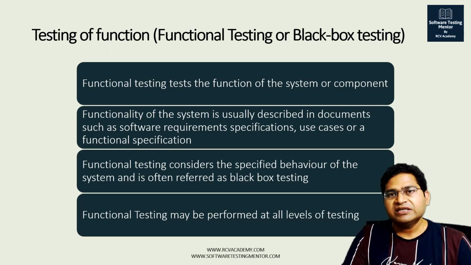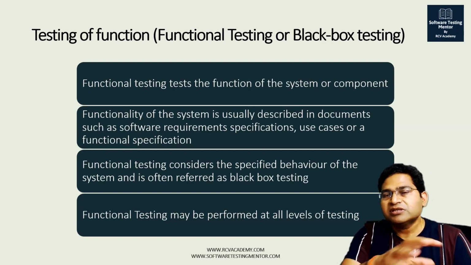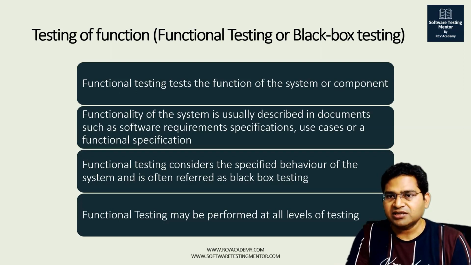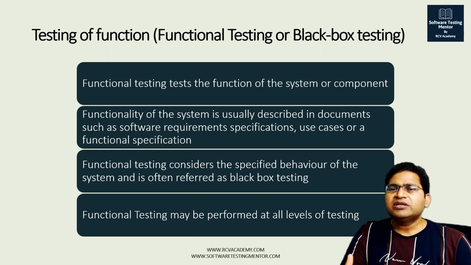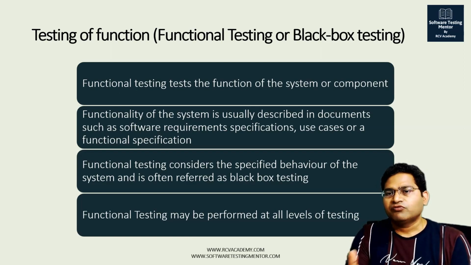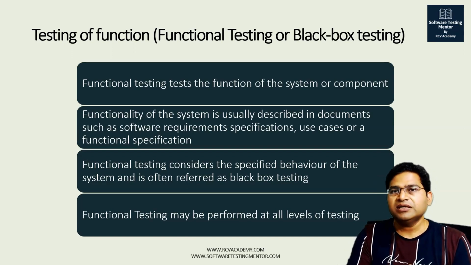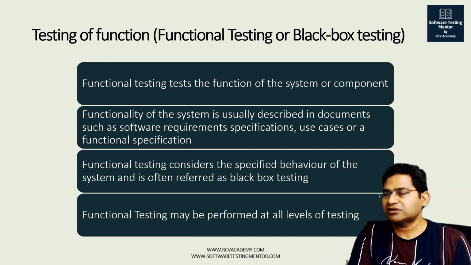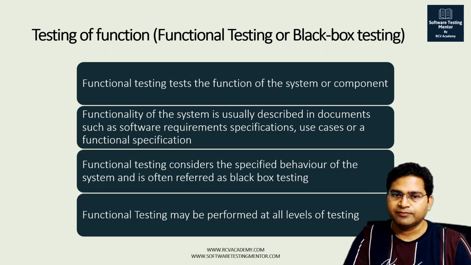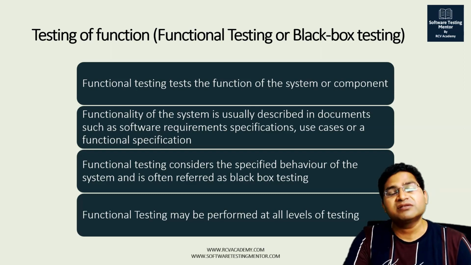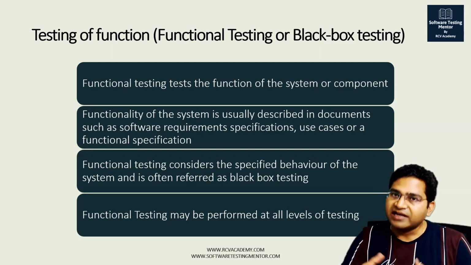So when you are just bothered about testing the functionality of the application, that's the functional testing or black box testing. Now, functionality is usually described in documents, for example, the software requirement specification, and if you're following Agile, it will basically be the user stories, use cases, etc. You will get all of that defined. It considers a specific behavior of the system, right? For example, registration behavior, login behavior, adding to cart, right?